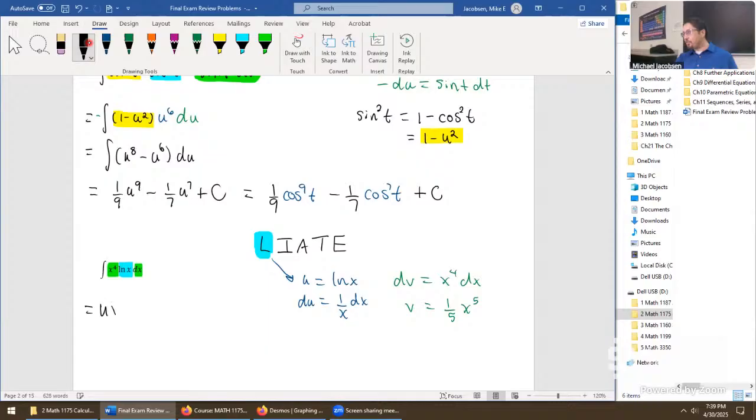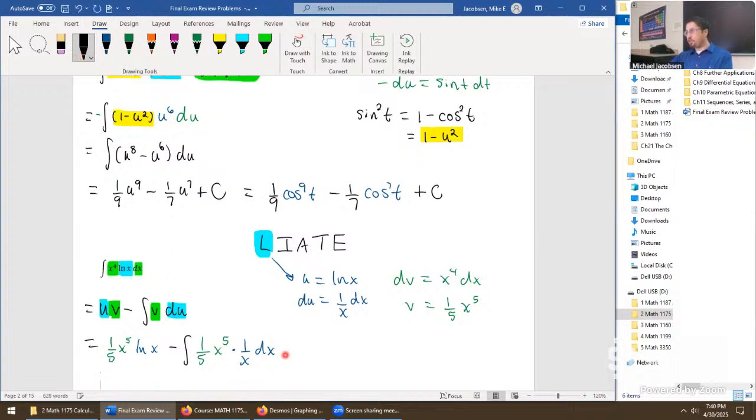Next step, I'll write in uv minus the integral of v du, just to have somewhere to plug all this stuff in. And then just follow the order on this stuff. Here's how the color coding goes. So uv is going to be, starting with v, a fifth x to the power 5, natural log x, minus the integral, for v, in place of v, a fifth x to the power 5. For du, we have a differential over here we can swap in, times 1 over x dx. And this is where the problem is going to finalize.